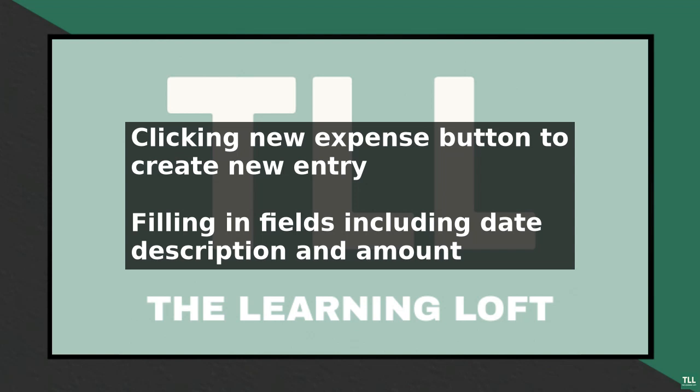You can also add a receipt or other supporting documentation to the expense entry by clicking on the Add Attachment button. Once you have filled in all the required fields, click the Save button to save the expense entry. You can then view the expense in the list of all expenses, where you can edit or delete it as needed.